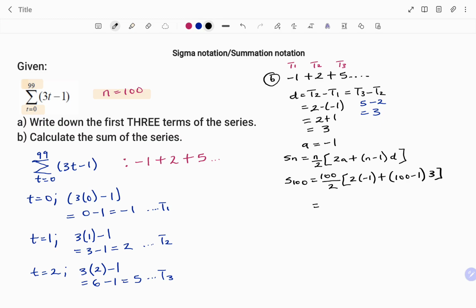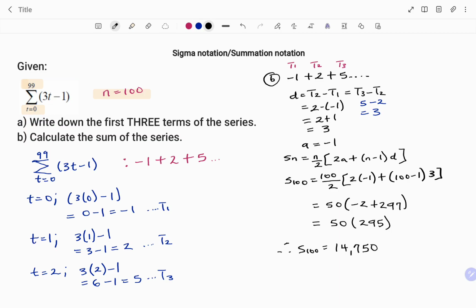S100 will be 100 divided by 2, 50, in bracket. 2 times minus 1, that's minus 2. 100 minus 1, that's 99. 99 times 3, that's 297. So I have plus 297. That will be 50 times minus 2 plus 297, that's 295. Therefore, our sum for the series given will be 14,750. Let's look at another example.